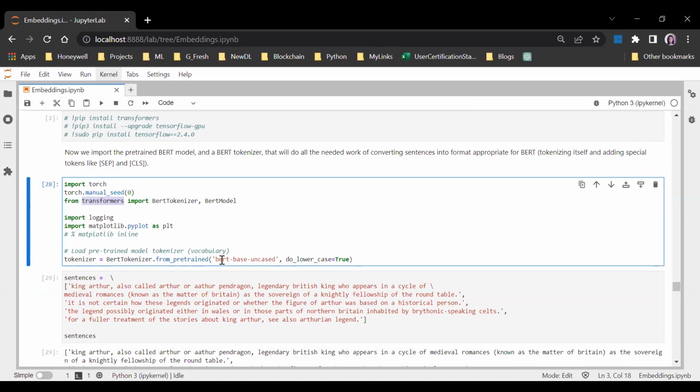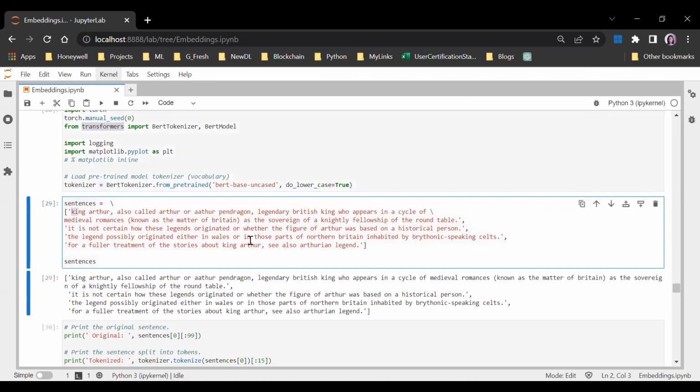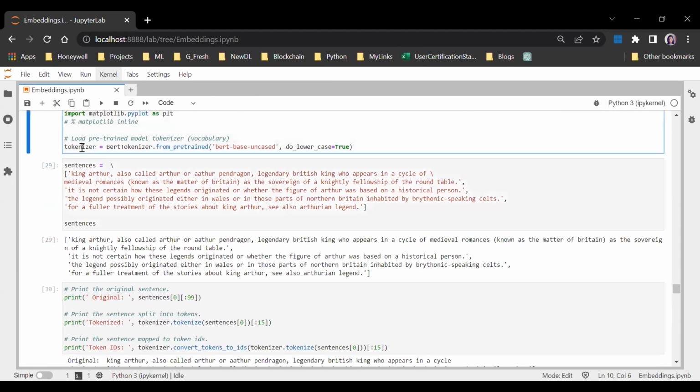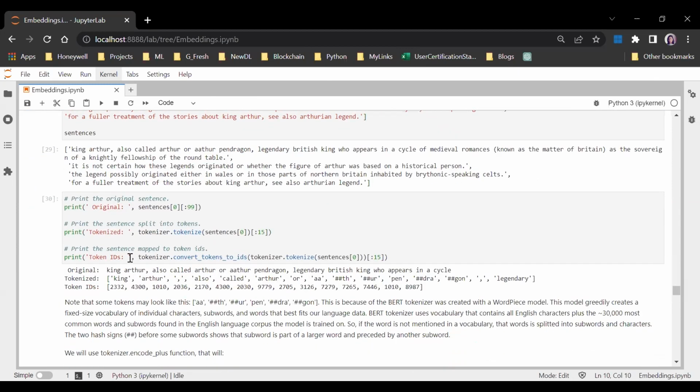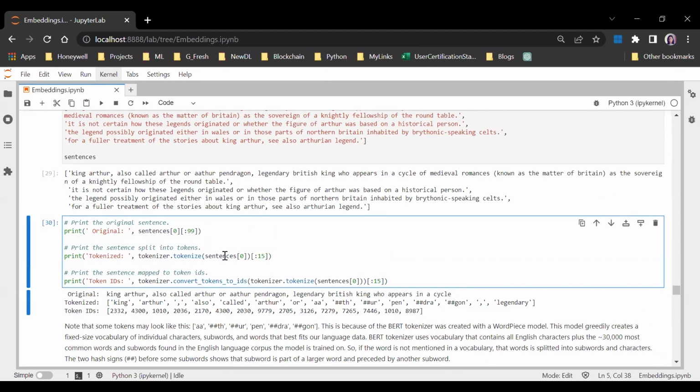Multiple models are available based on the training data that has been used to train. We have BERT small, medium, large, cased, uncased, different versions available. Here I'm using BERT base uncased. So let's say I passed these sentences. These are what I want to prepare the embeddings for, and we will first fetch the tokenizer. We will tokenize these sentences, and for example purposes, I'm just tokenizing the first sentence, and then prepare the token IDs.